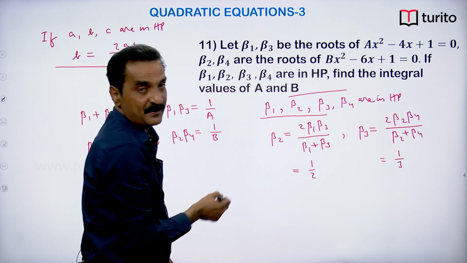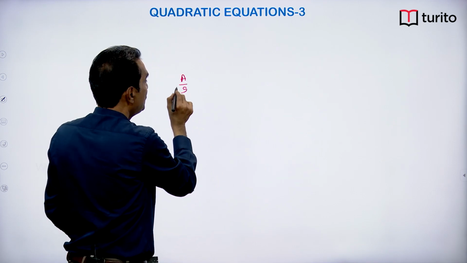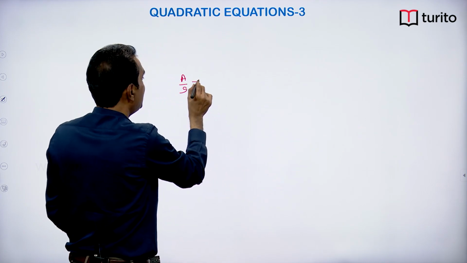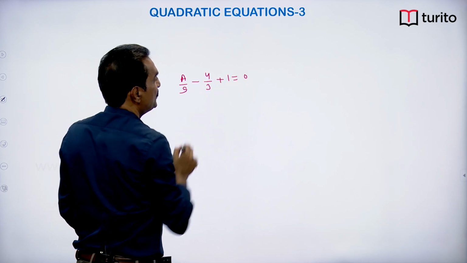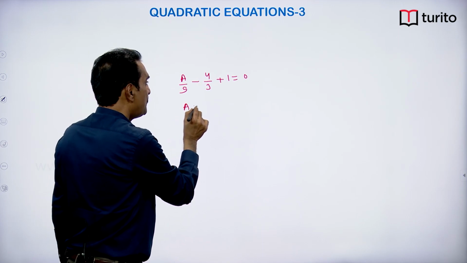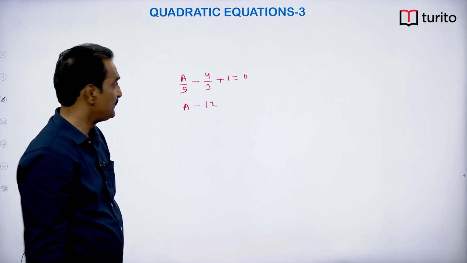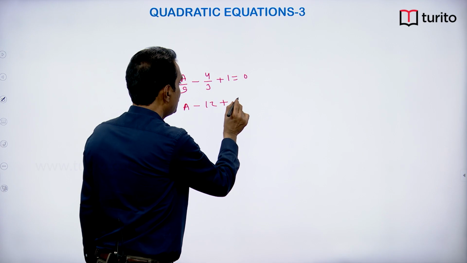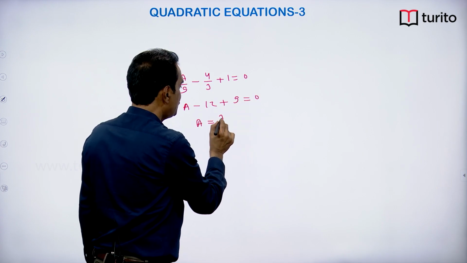A into x square means A into 1 by 9, A by 9, minus 4x means 4 into 1 by 3, minus 4 by 3, plus 1 is equal to 0. Then multiplying by 9, A minus 12 plus 9 is equal to 0, we will get A is equal to 3.